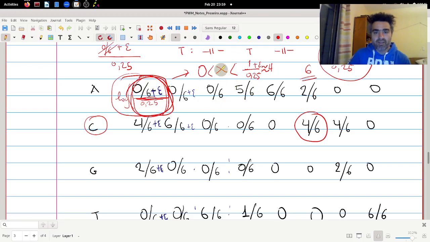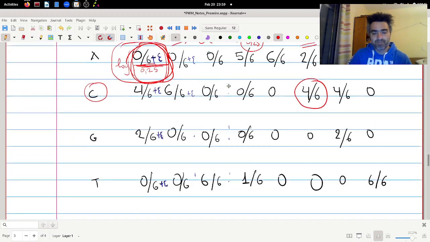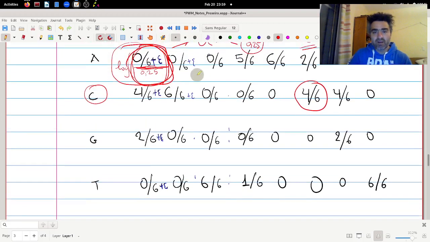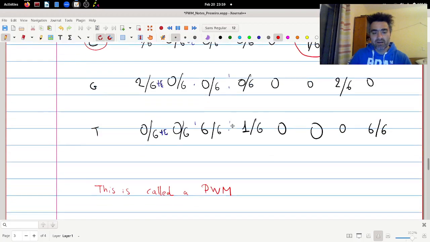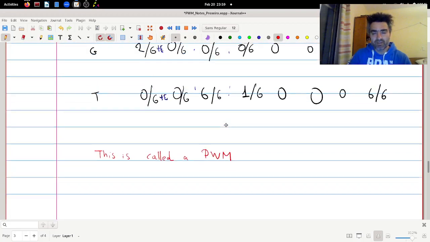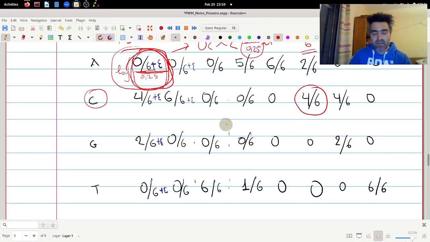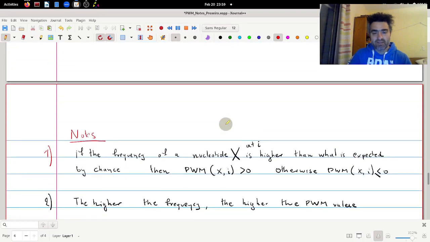So the logarithm of this value is either a very negative number, because everything that's smaller than 1 will be negative, or some maximum value, which could be the log of this value. So we find the log of each cell here, and this is the position weight matrix. Okay, let's see some notes on that.